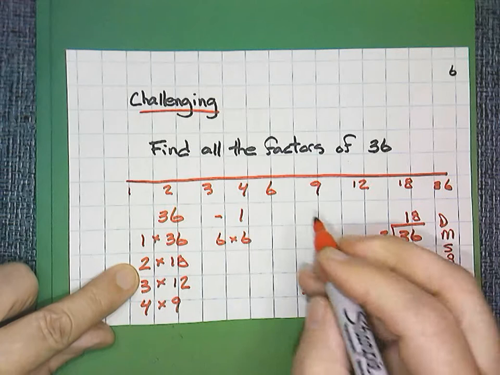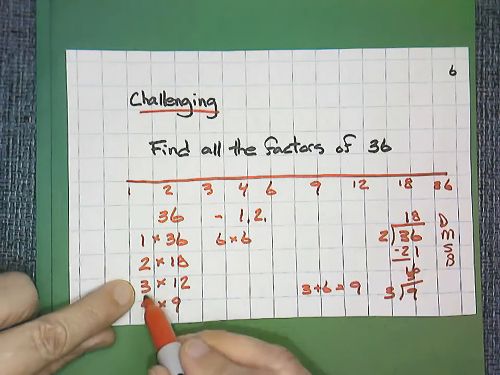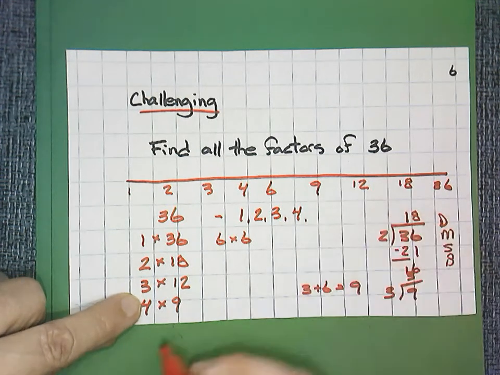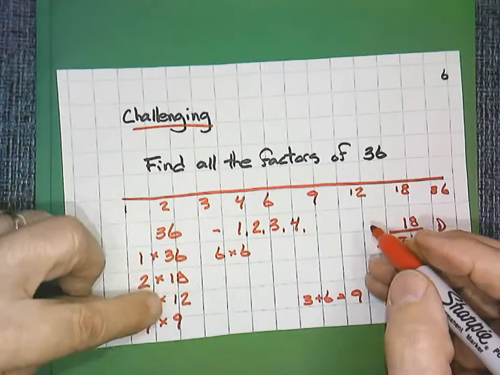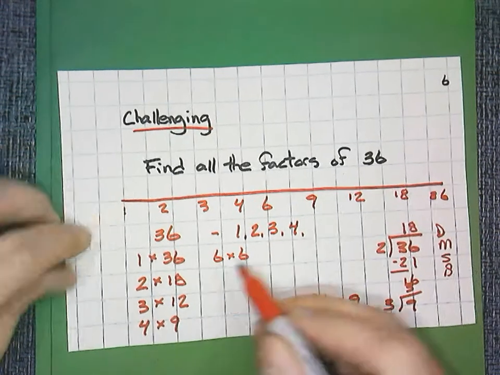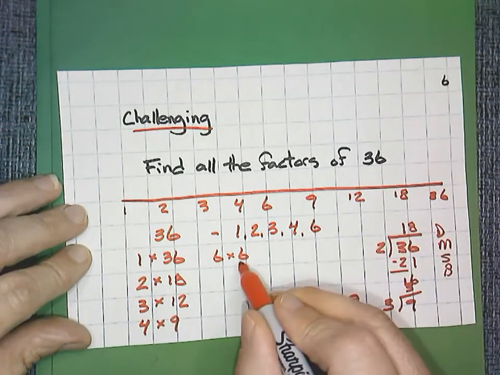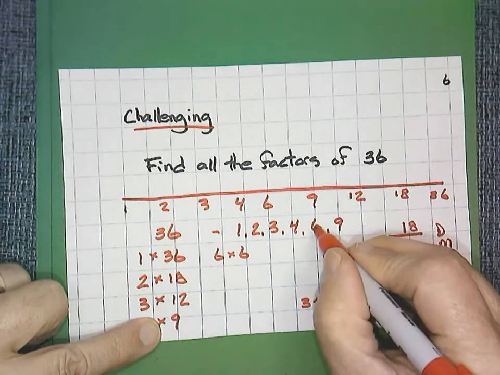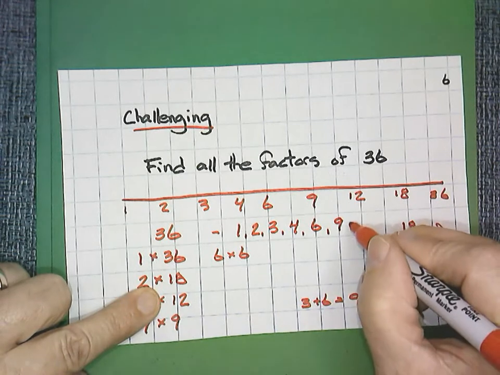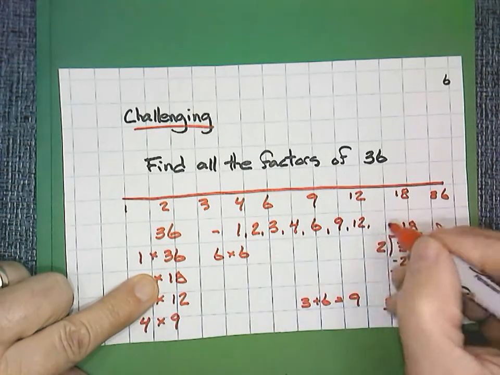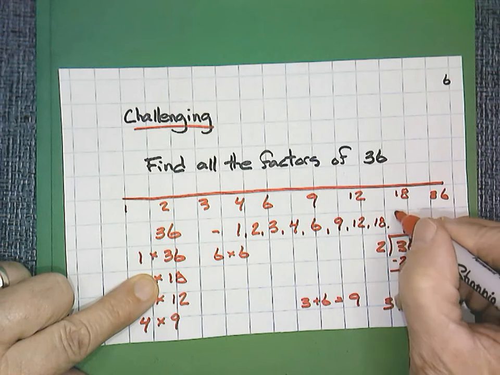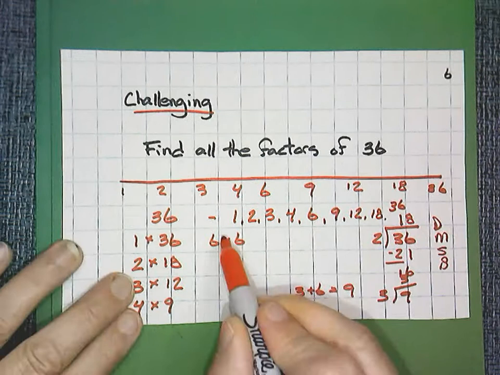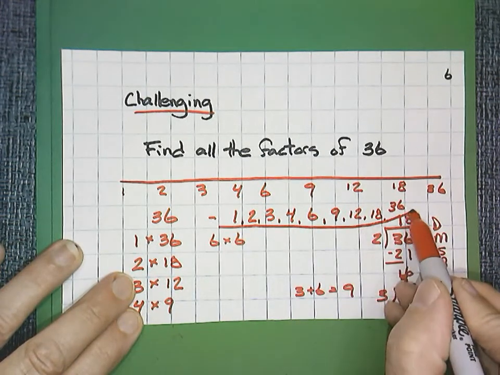1, 2, 3, 4, putting these in order here, 6, I'm not going to list my 6 2 times, just one time, 9, 12, 18, and 36. So our factors would be right there.